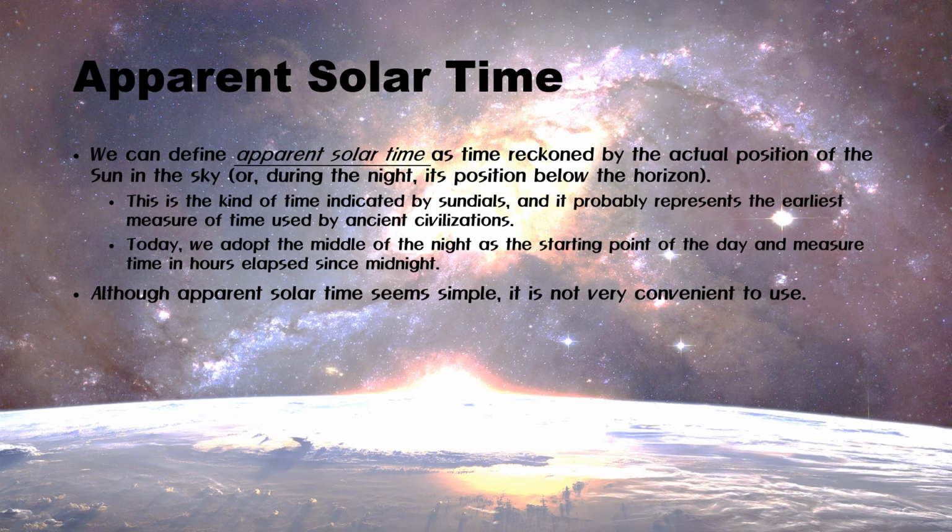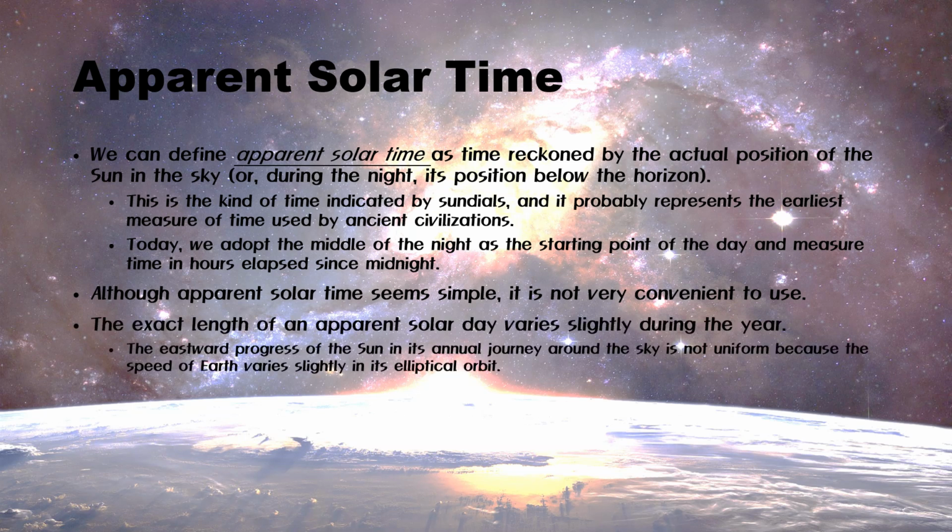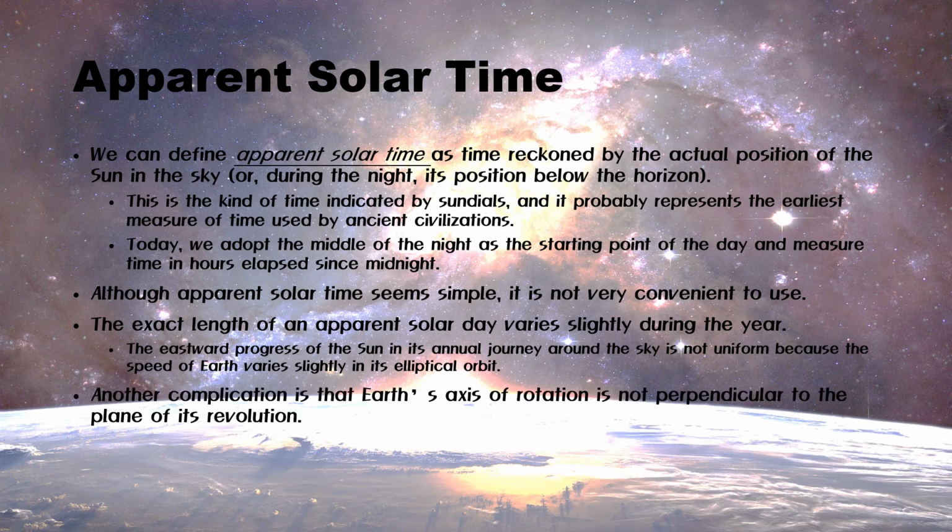Though apparent solar time seems relatively simple on the surface, since it's simply due to the position of the sun, it's actually not very convenient to use. The exact length of an apparent solar day varies slightly during the year. As we think about it, we of course have more hours of sunlight as we approach the summer solstice, and we are decreasing that as we reach the winter solstice. The eastward progress of the sun in its annual journey around the sky is also not uniform because the speed of the Earth varies slightly in its elliptical orbit.